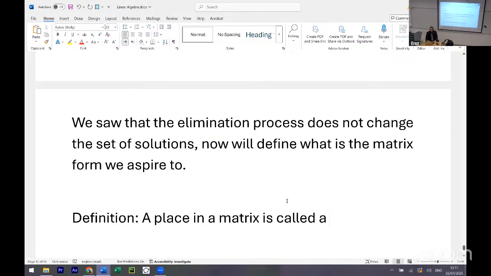Okay, and so a place in the matrix is called pivot. That's an English word anyway. In Hebrew, I say evar potech. That's an opening element, I don't know.